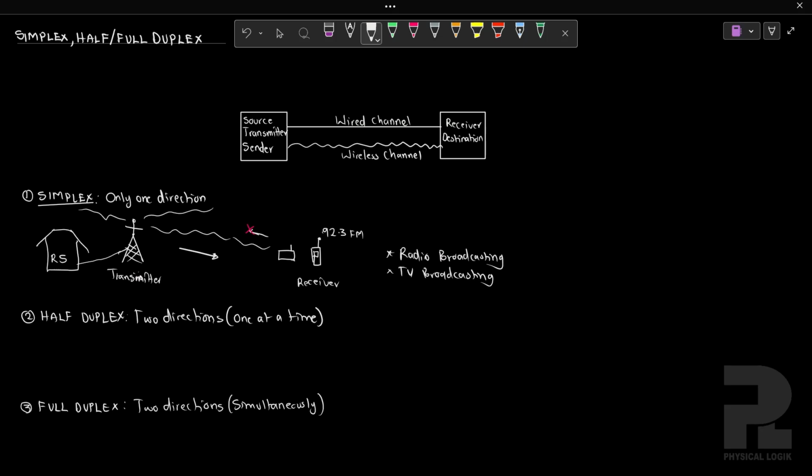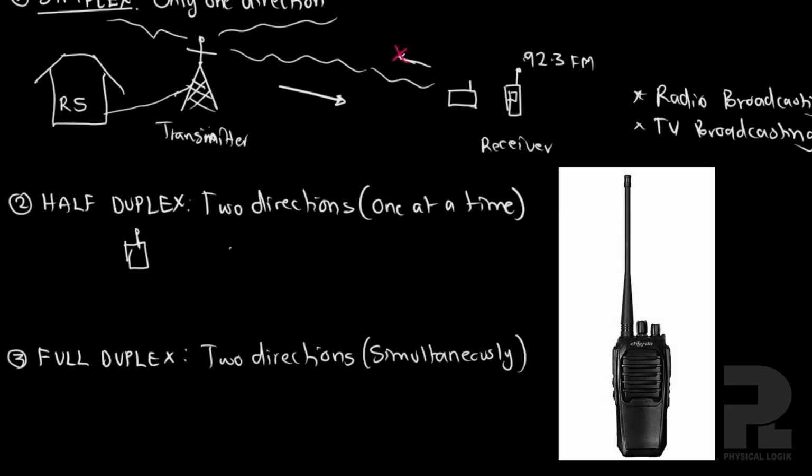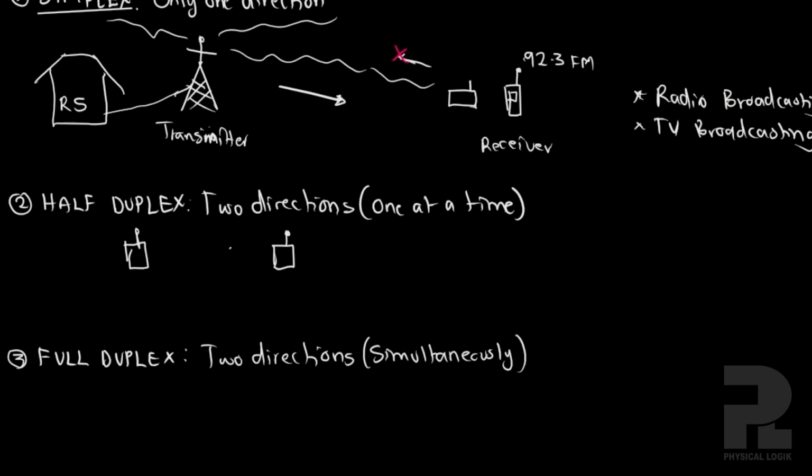Then, for half duplex communication, a very common example is the use of a walkie-talkie. So that's two walkie-talkie devices. Now we don't have a dedicated transmitter and a dedicated receiver, but both devices can function as transmitters or receivers. This is person B, and this is person A. When person A is transmitting to person B, it becomes a transmitter, and person B becomes the receiver.